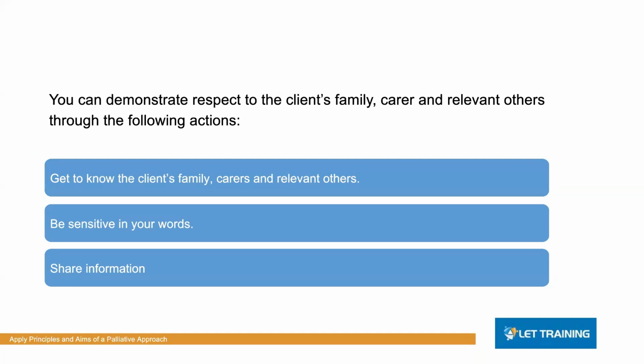Share information. Keep the client's family, carers, and relevant others updated with the client's condition. You can also share with them anecdotes of the client's behaviour. In turn, they can suggest tips on how you can communicate better with the client.